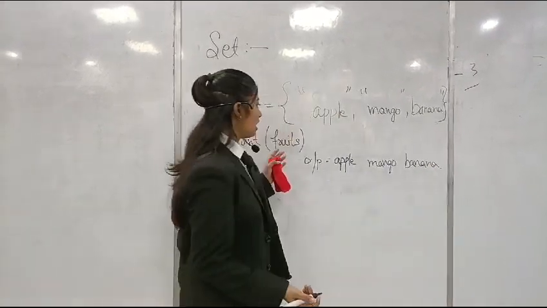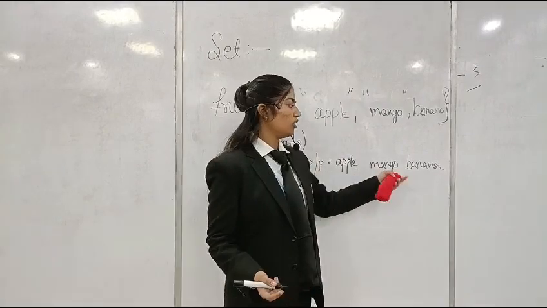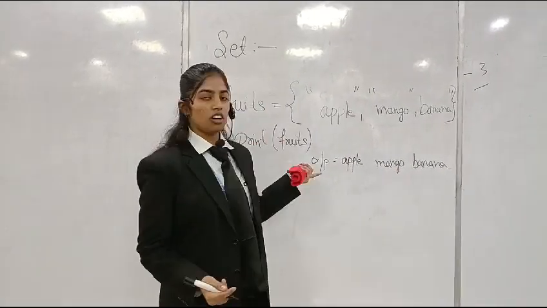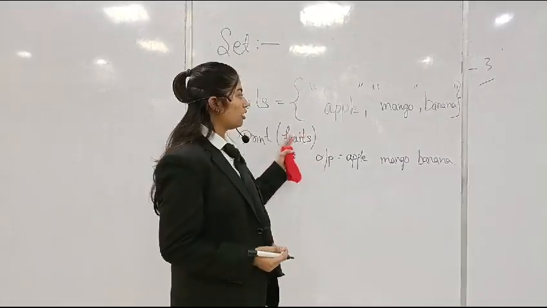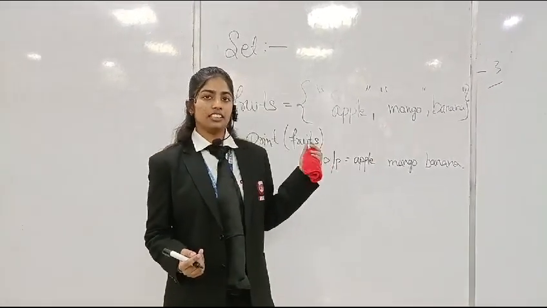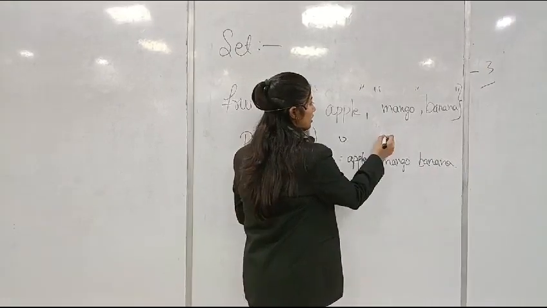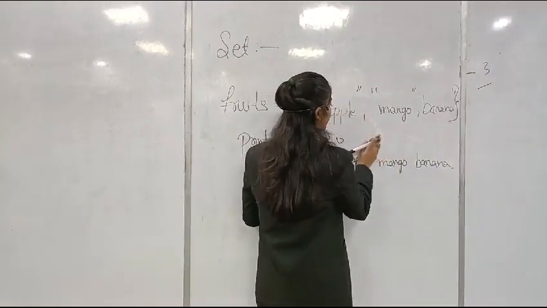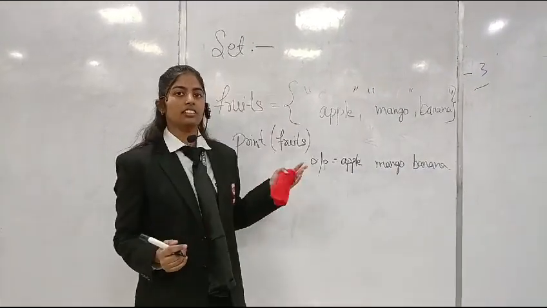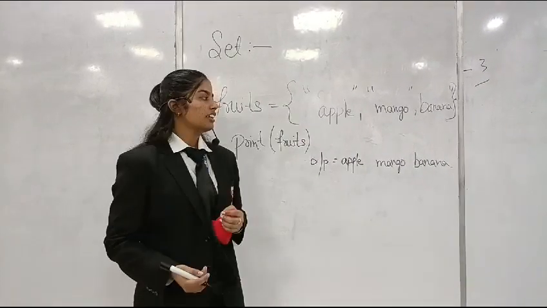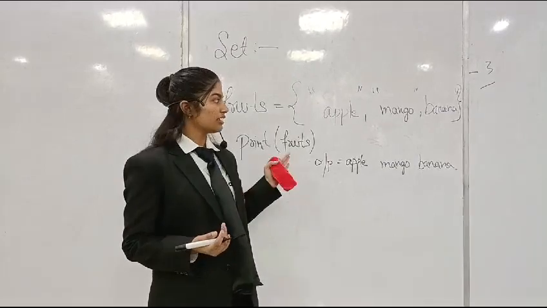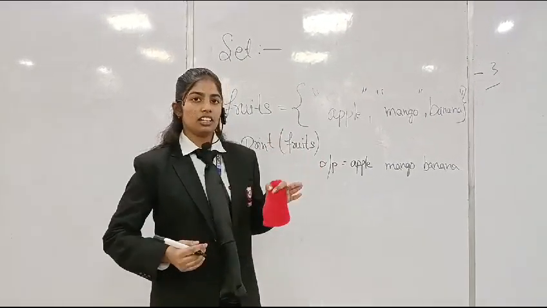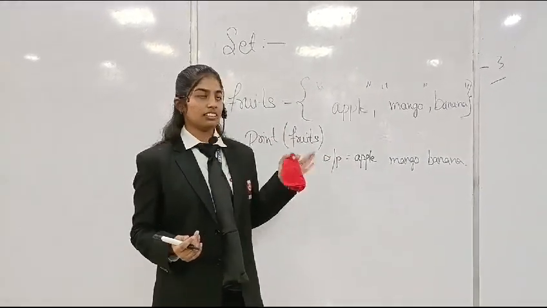So it gives the output apple, mango or banana. A set is unordered, unindexed or unchangeable. It means it cannot be indexed as it is indexed in a list, where we see 0, 1 or 2. But in a set we cannot index it with 0, 1 or 2. It is unchangeable, which means we cannot change the values of the set.